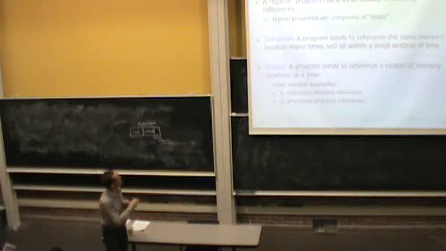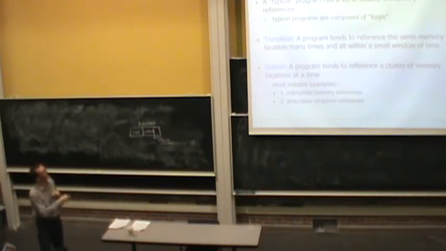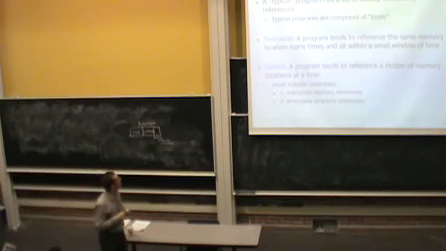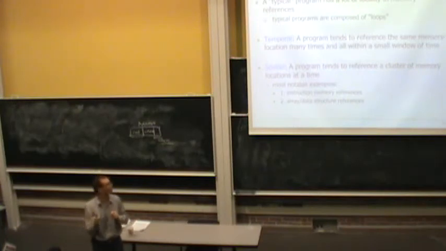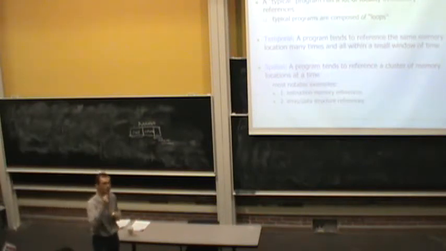So let's apply this to memory. A typical program has a lot of locality in its memory references. And typical programs, when I say typical program, think about a program that's composed of loops. Temporal locality means that a program tends to reference the same location many times within a small window of time. So if you've referenced a data, it's likely that you're going to use that again. Okay.